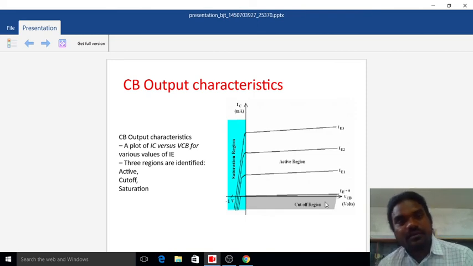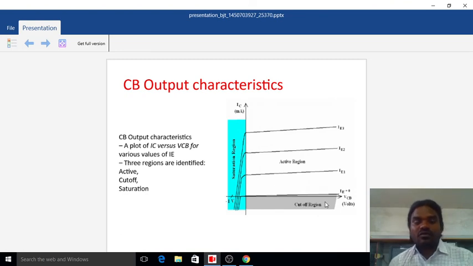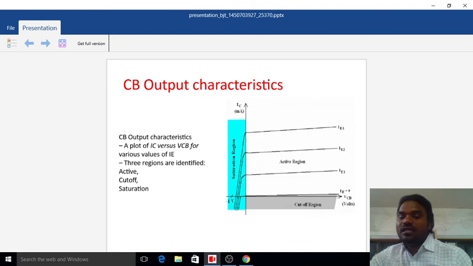Output characteristics is nothing but a relation between the output voltage and output current by keeping the input current constant. From the output characteristics we can identify three regions: the cutoff region, the saturation region, and the active region. Active region is when the emitter junction is forward biased and the collector junction is reverse biased. When both the emitter junction and the collector junction are reverse biased, that is called the cutoff region. When both are forward biased, that is named the saturation region.